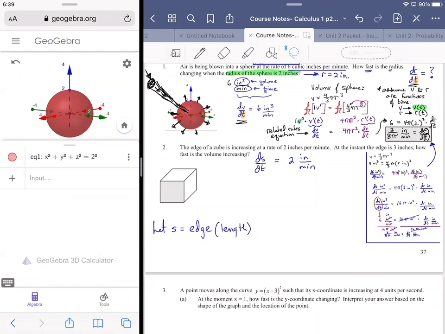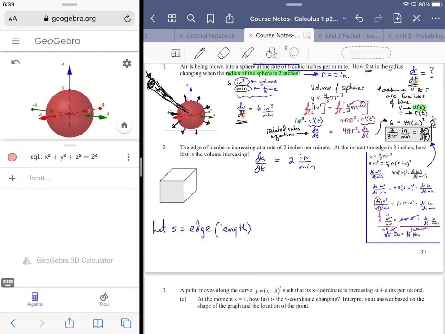It hasn't come up yet, but if the length or the volume or something like that was decreasing, then the rate itself would be negative. Okay, so in this case, it's positive.